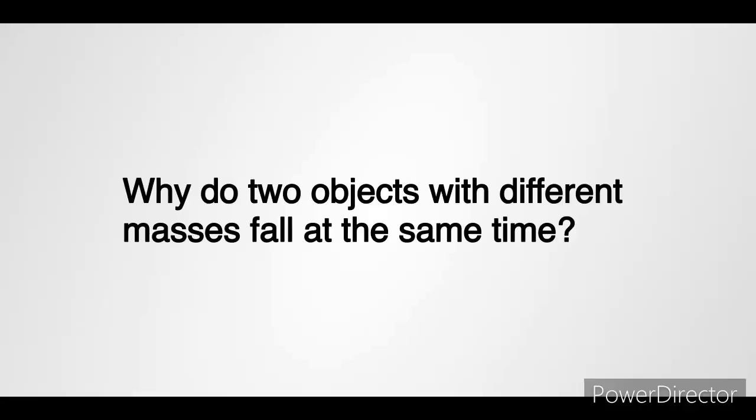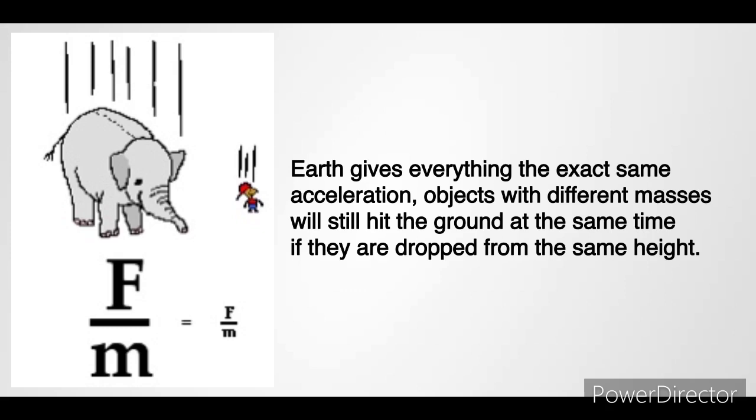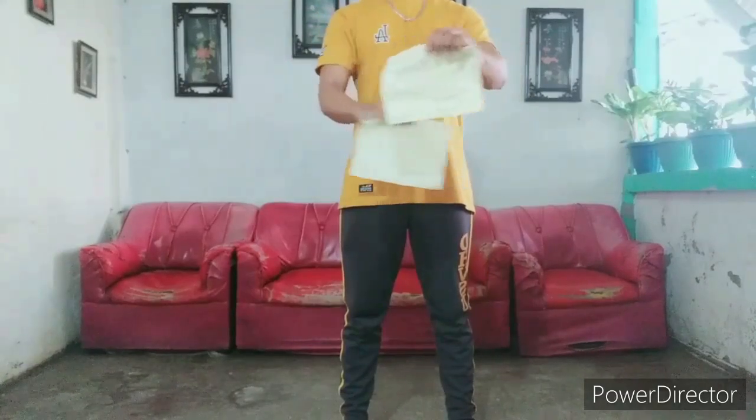Why do two objects with different masses fall at the same time? Earth gives everything the exact same acceleration. Objects with different masses will still hit the ground at the same time if they are dropped from the same height. Let's see in the case of paper.